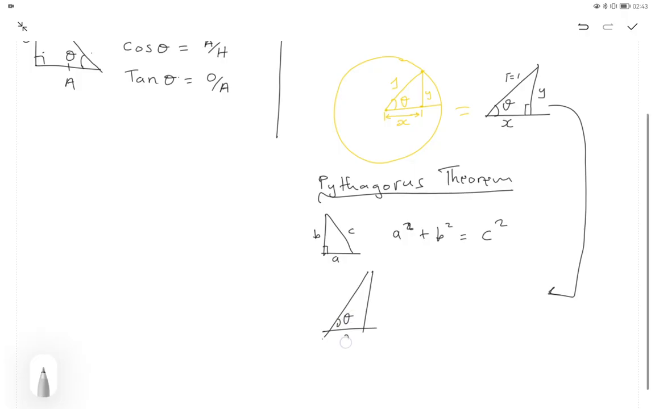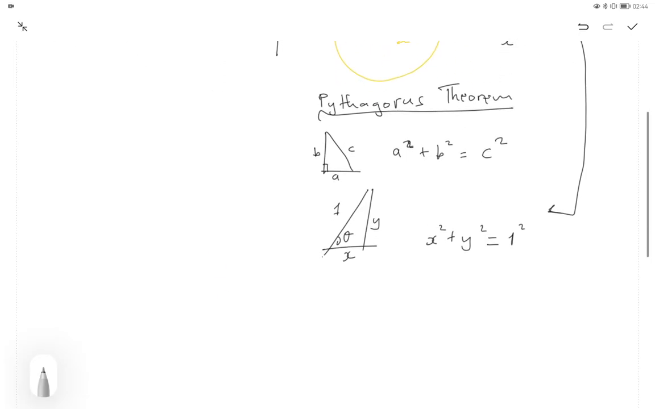We have theta, we have x, we have y, we have 1. And we're going to say the shorter sides. Now instead of A, we have x square. Instead of B, we have y square. Instead of C, here we have 1 square. So this is what we want.